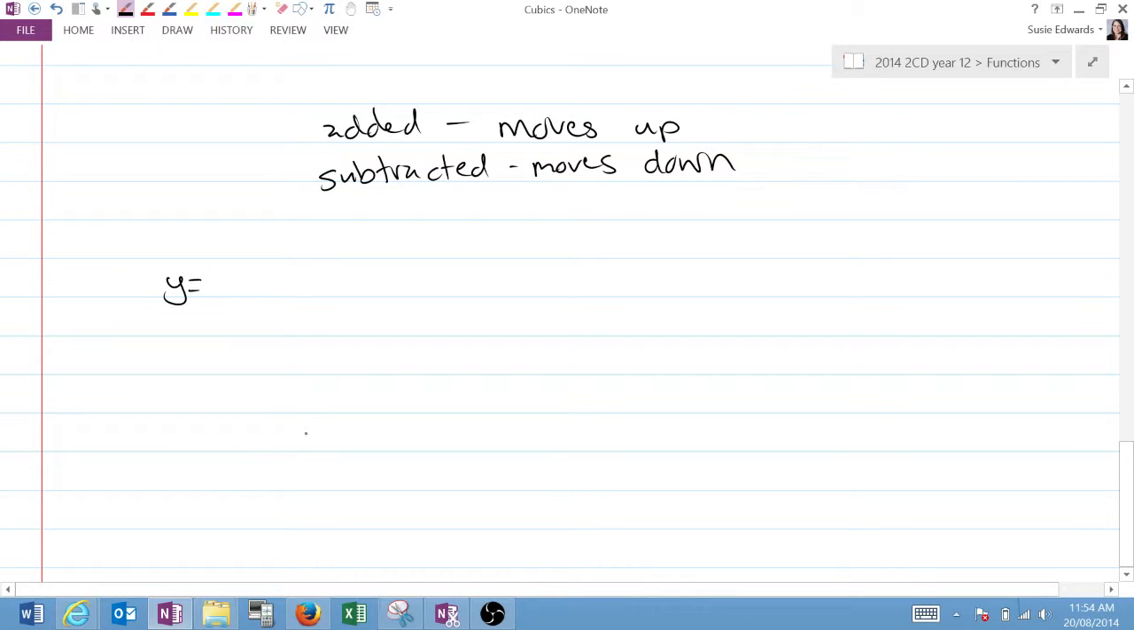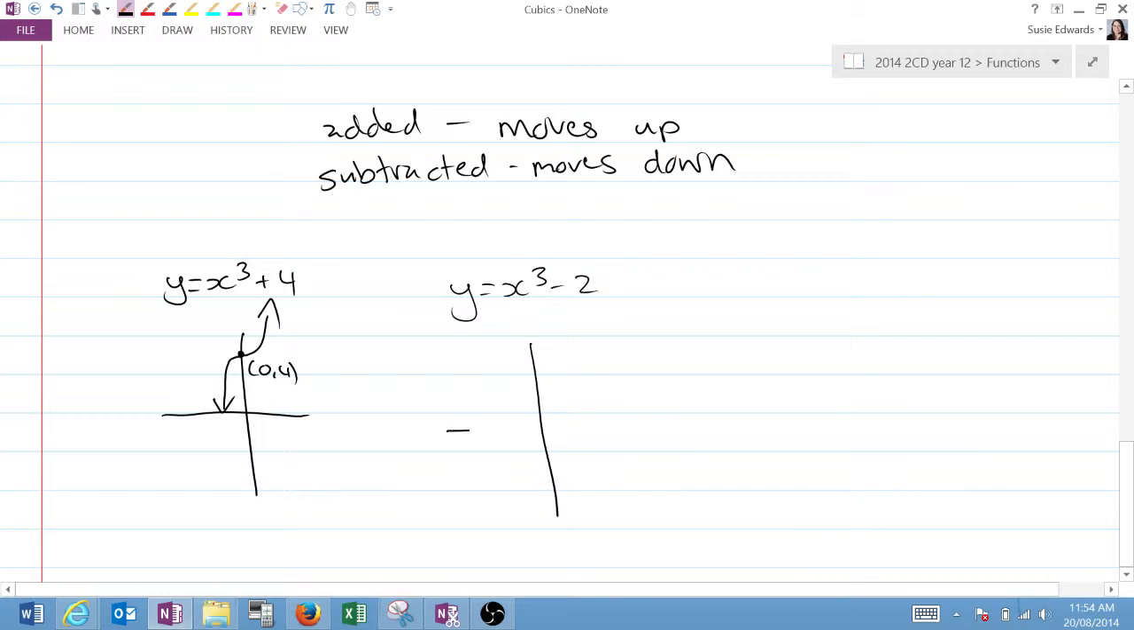So we'll go y equals x cubed, let's go plus 4. What's going to happen to our line if it's x cubed plus 4? It's going to go up by 4. That 0, 0 point is going to become 0, 4. So it's going to look something like that. What's going to happen when I go y equals x cubed take 2? It's going to go down by 2. So that turning point is going to go down by 2. So it's going to be 0, negative 2. Same shape. Just going to go through that point instead.